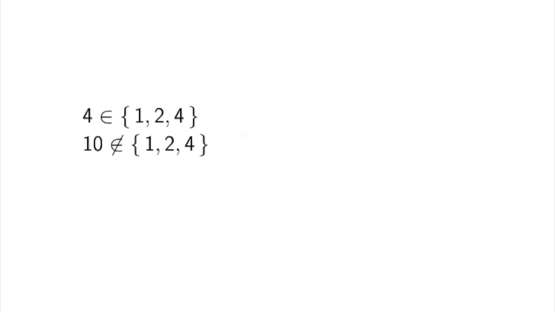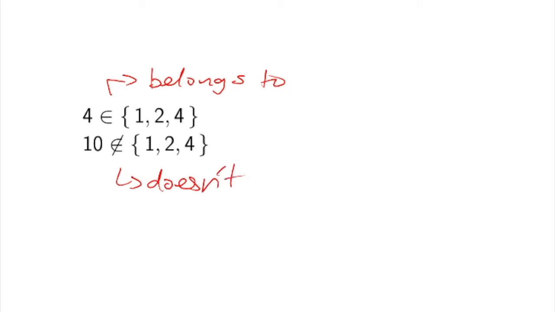Some more notation. This symbol over here means belongs to, whereas this symbol over here means does not belong to. So anytime you see these symbols, you can just replace them with the corresponding words. For example, 4 belongs to this set, so 4 is a member of the set. Whereas 10 does not belong to the set, so 10 is not a member of this set.